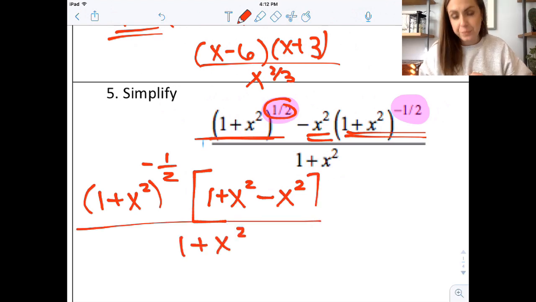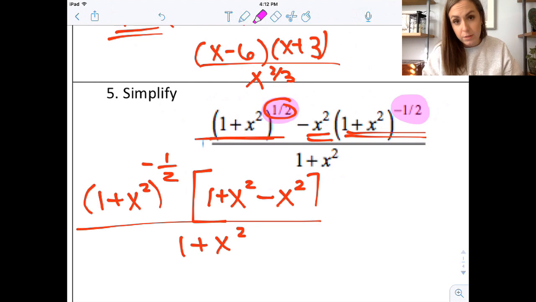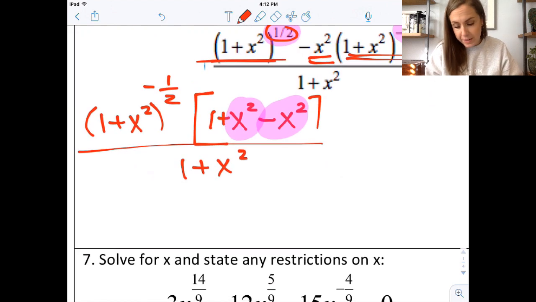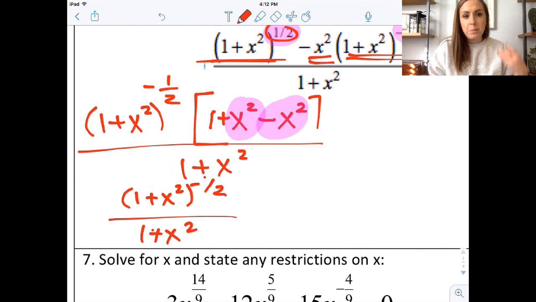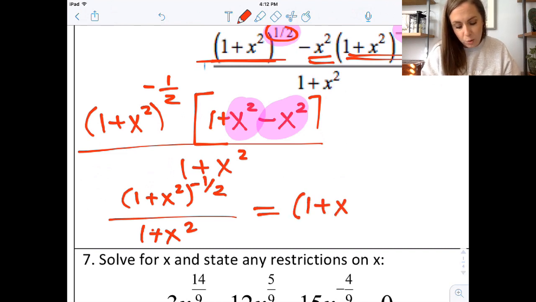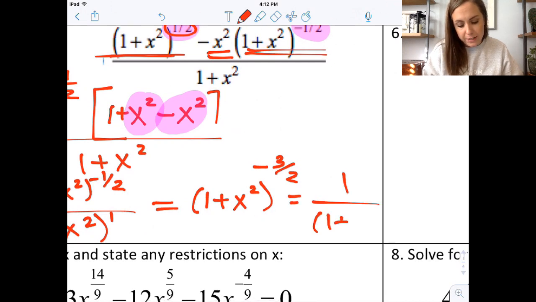And now let's see if we can go any further here. So in this bracket, I can combine these x squared minus x squared. So that actually just winds up becoming a 1, right? And so this is just 1 plus x squared to the negative 1/2 all over 1 plus x squared. And that's all well and good, but those have a common base, so I can actually combine those more. If I subtract my exponents, that's the same as 1 plus x squared to the negative 3/2, because remember this is all to the first. And that would be equivalent to 1 over 1 plus x squared to the 3/2. So that's where I'm getting that totally simplified form.